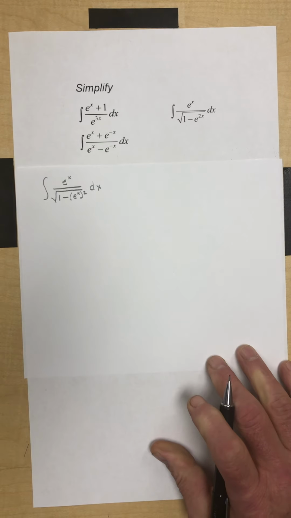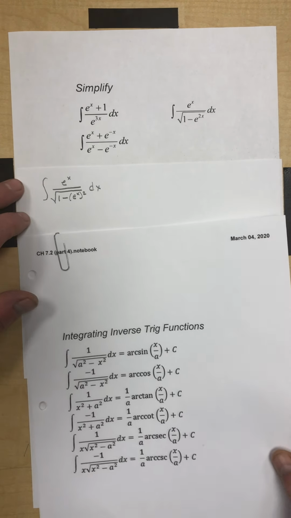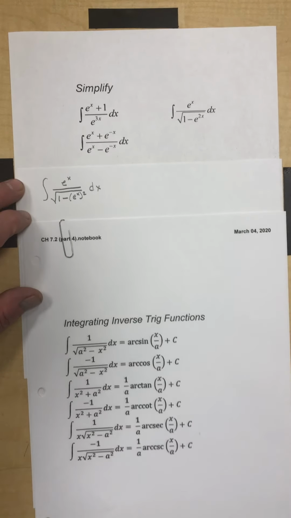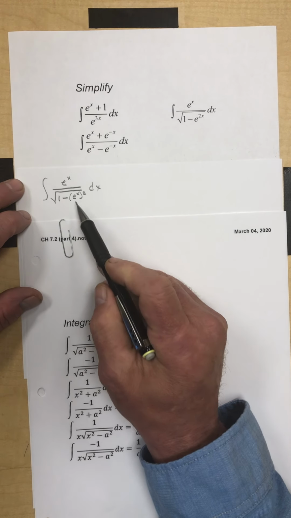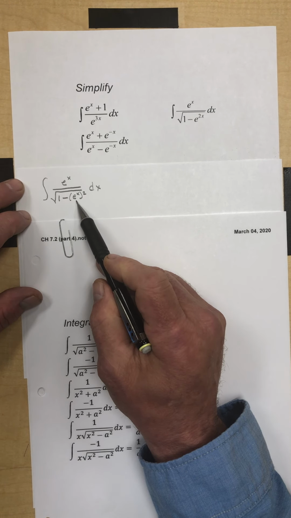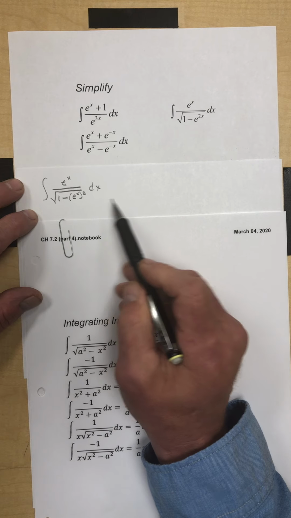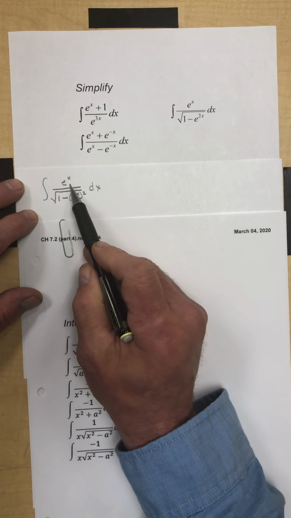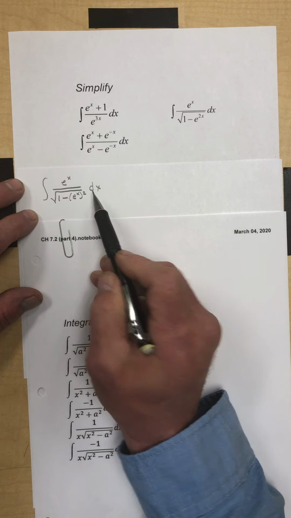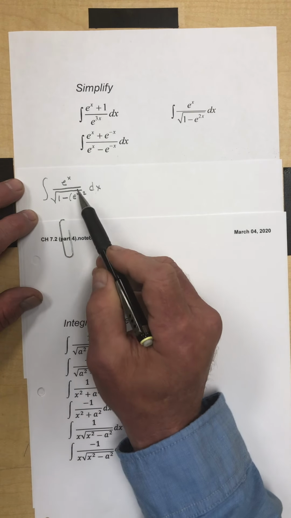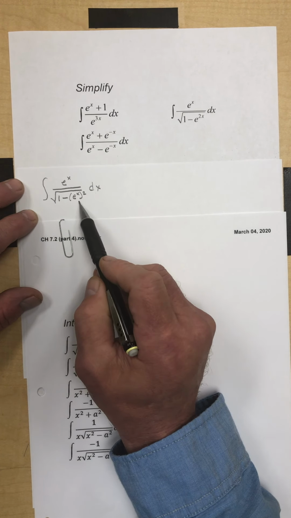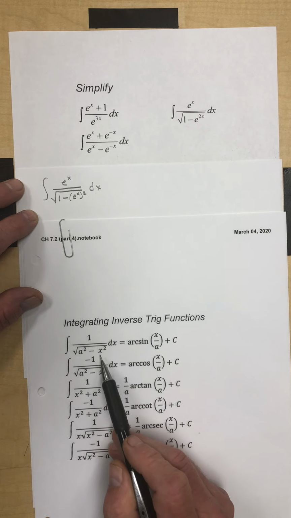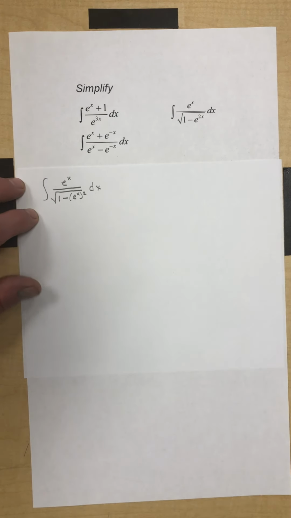And then you say, okay, going back here, can I do something? Well, how about if we let u be e to the x? Then du is e to the x dx. So that'll take care of the numerator and the dx. Then I would have 1 over the square root of 1 minus u squared. That form is right here, so we should be in good shape. Let's try that.